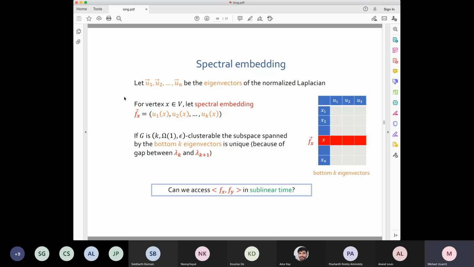So the real question that we want to ask is whether or not it's possible to get dot product access to the spectral embedding. That is, I want to design a small space data structure that, given 2 vertices x and y, will quickly compute the dot product between the embedding of x and the embedding of y. Are there any questions about this?